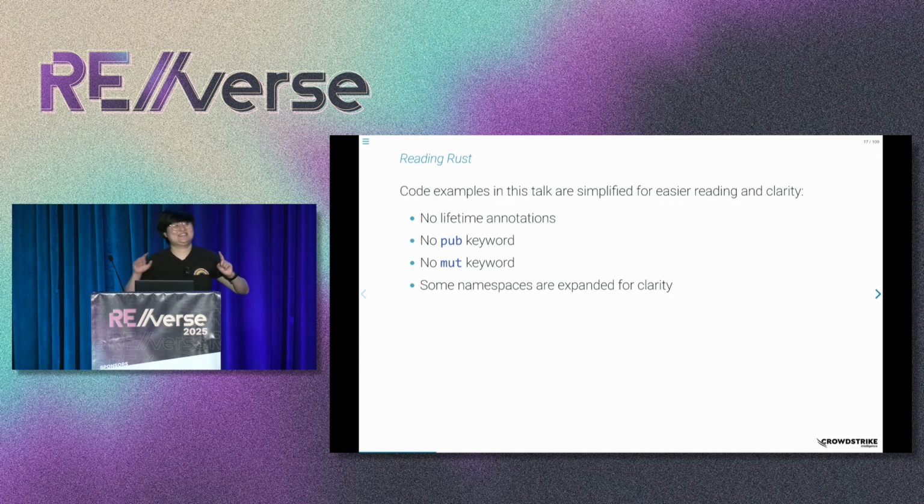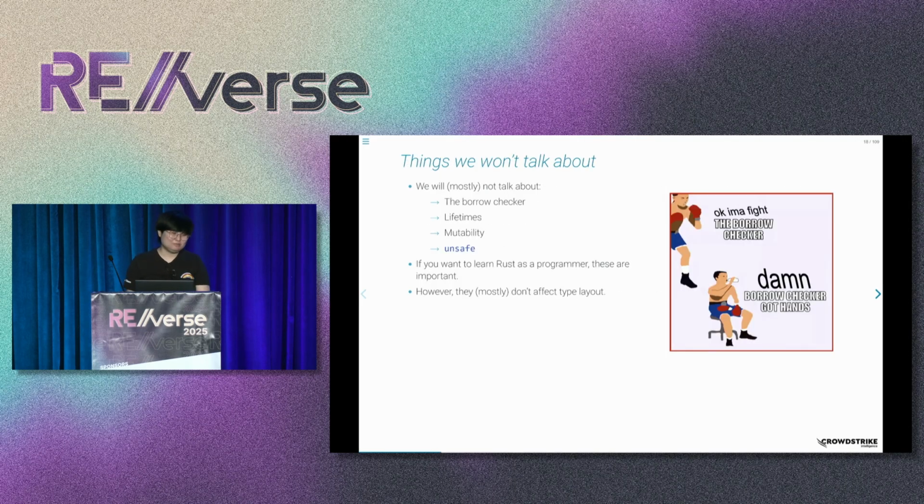Now, I know that some of you actually do know Rust, and you might be like, oh my God, Cindy, where are all the keywords? This is not real Rust source code. So I have simplified some of the examples in this talk, just to make it easier for people who don't know Rust. I removed lifetime annotations, removed a couple of keywords, and messed around with namespaces a bit. We're also mostly not going to talk about some really important concepts that you would need to know if you're a Rust developer.